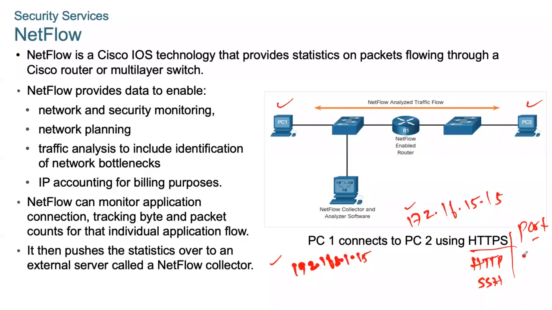If the port number is 80 or 8080, that means it is HTTP. If it is 443, that means it is your HTTPS. If it is port number 21, that represents another service. 21 means your SSH one. So based on that, they can identify.